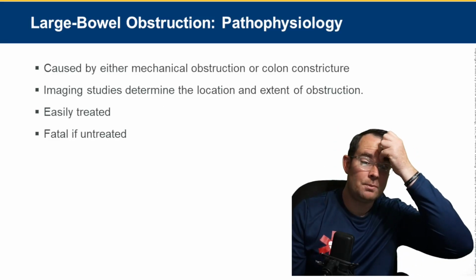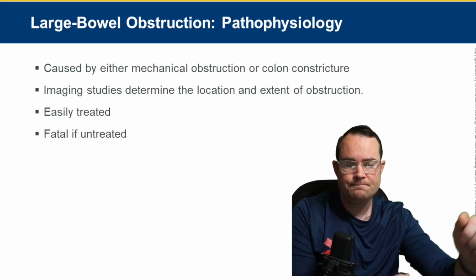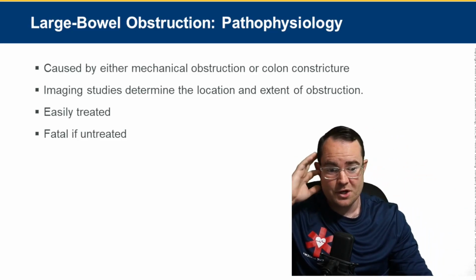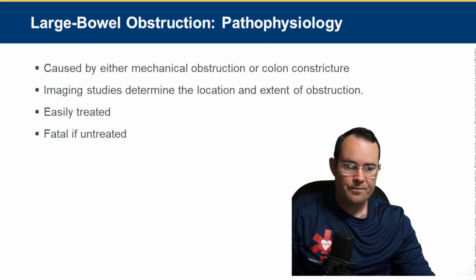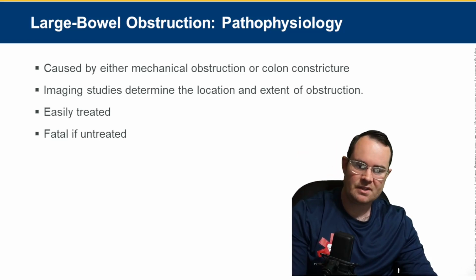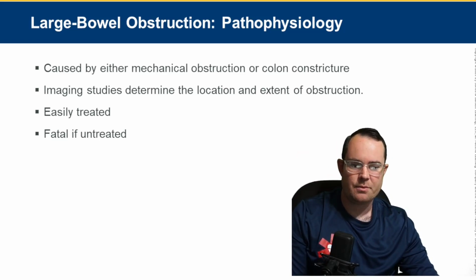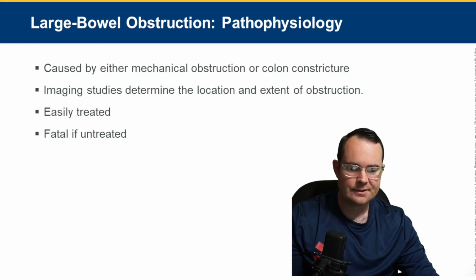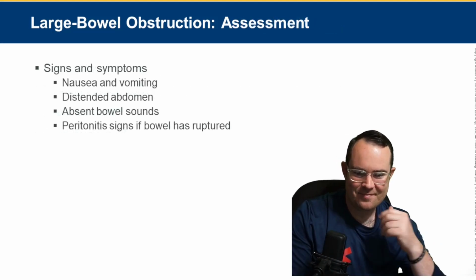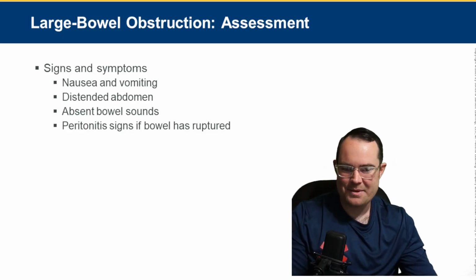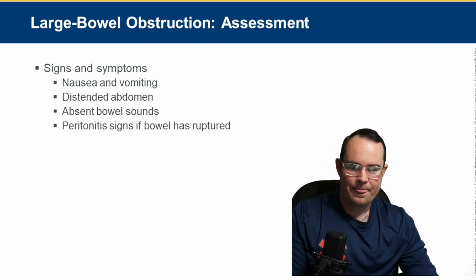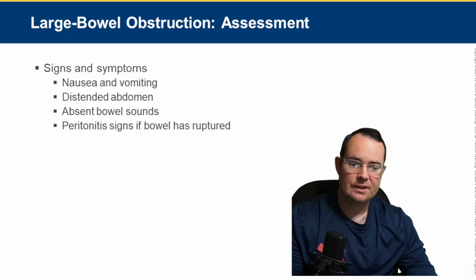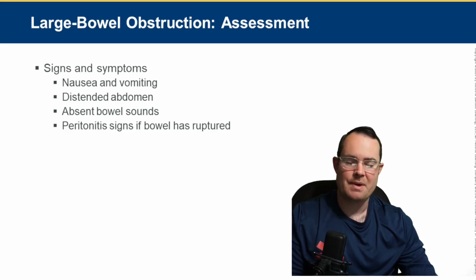Large bowel obstruction, a little bit different, right? Because now this is in the colon, caused by either mechanical obstruction or colon constrictor. It says imaging studies determine the location and the extent of the obstruction. It says can be easily treated, not by us. Take them to the hospital. Nausea, vomiting, distended abdomen, absent bowel sounds. It says even peritonitis, signs that the bowel has ruptured, are some signs and symptoms of a large bowel obstruction.